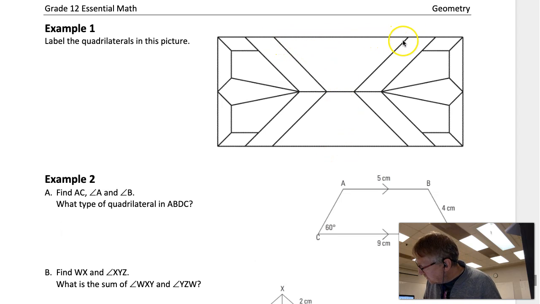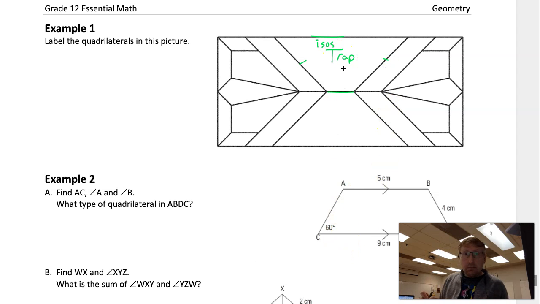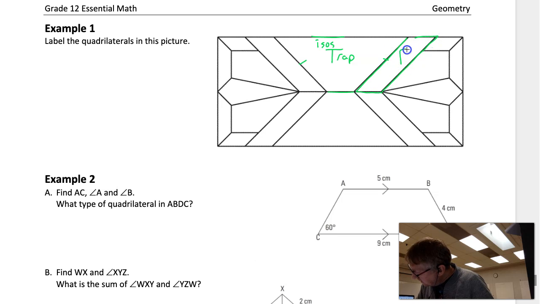This shape here, what kind of shape is it? I believe it's a trapezoid, because I believe this side is totally parallel to this side there. If you want to call it an isosceles trapezoid, because this side equals this side, feel free. But most importantly, it's a trapezoid. Next one over. What kind of shape is this one here? I believe this one is a parallelogram. P for parallelogram. I believe this one also is a parallelogram. This one here is an isosceles trapezoid.